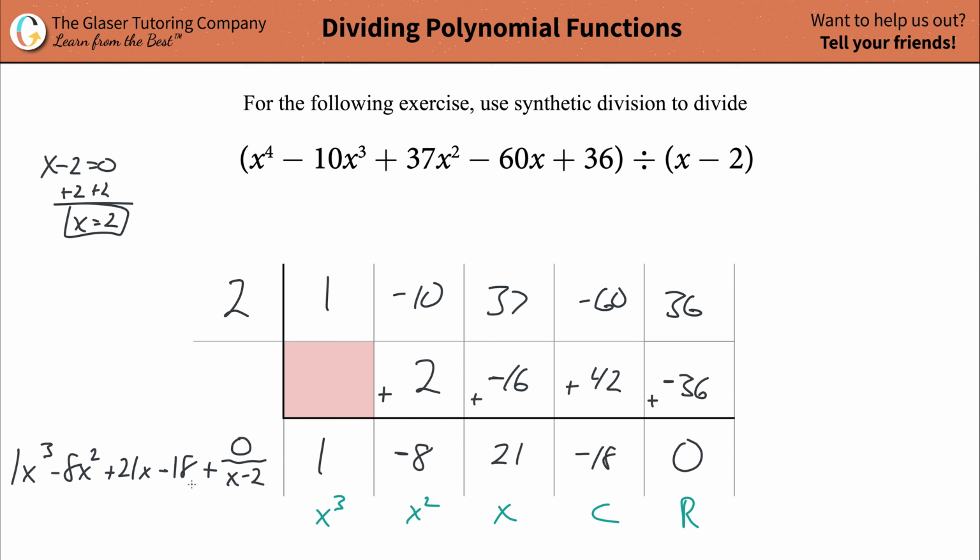Now I would clean it up a little bit. All right, let's cancel terms that we really don't need. So you don't need the coefficient of 1 there, so that's just x cubed minus 8x squared plus 21x minus 18, and 0 divided by anything is just 0. So you don't even have to bother writing that. So now your simplified, beautiful looking quotient here is going to be this.